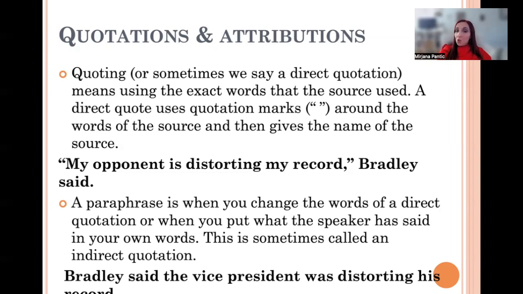A paraphrase is when you change the words of a direct quotation, or when you put what the speaker has said in your own words. This is sometimes called an indirect quotation. Bradley said the vice president was distorting his record. I'll give you some other examples where you're going to use it.